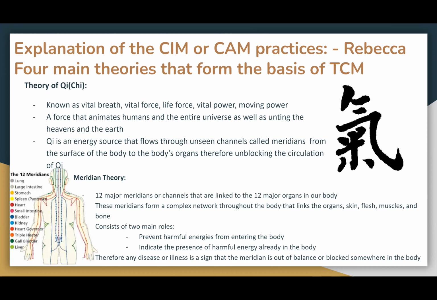The meridian theory states that there are 12 major meridians or channels that are linked to the 12 major organs in our body. These meridians form a complex network through the body that links the organs, skin, flesh, muscles, and bone. It consists of 2 main roles: preventing harmful energies from entering the body and indicating the presence of harmful energy already in the body. Therefore, any disease or illness is a sign that the meridian is out of balance or blocked somewhere in the body.